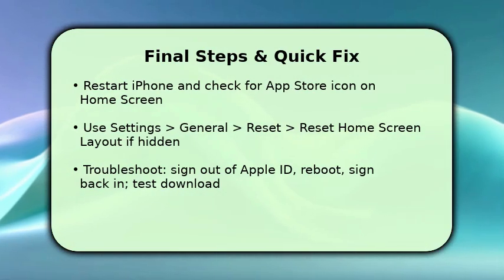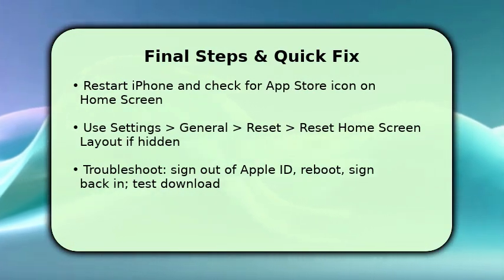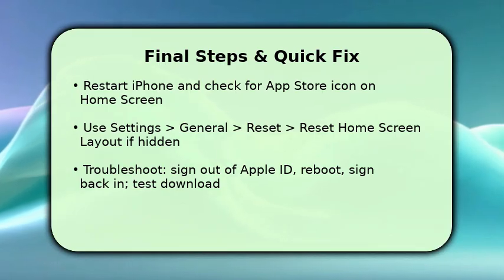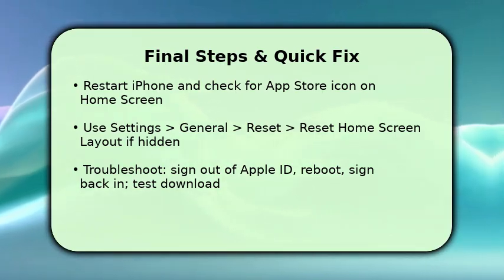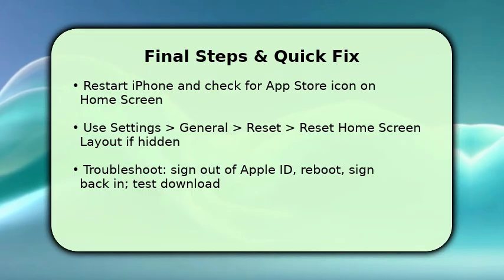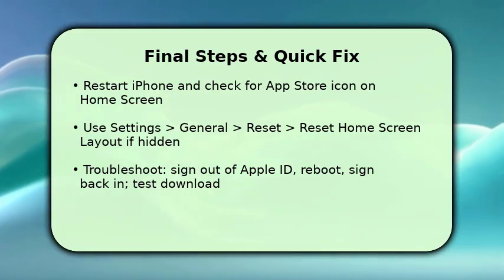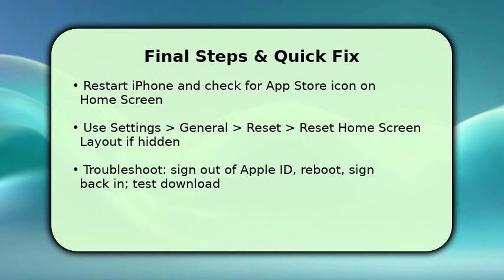Finish by confirming the App Store is visible and functional. Restart your iPhone to apply changes. Once done, look for the App Store icon on the home screen. If it's hidden in a folder or removed, use Settings, General, Reset Home Screen Layout to restore default placement.